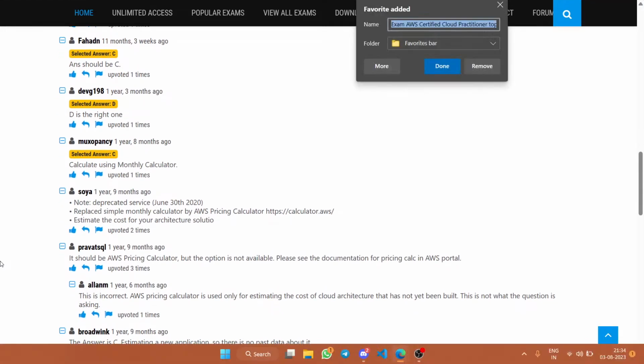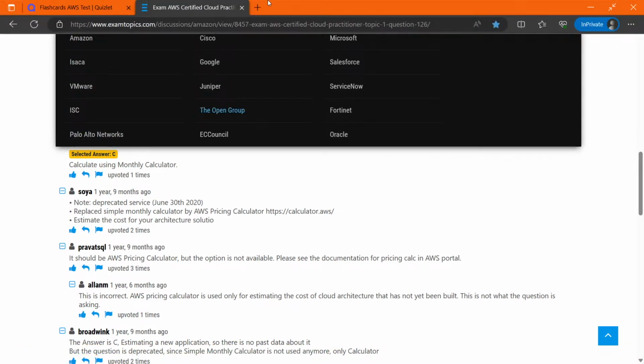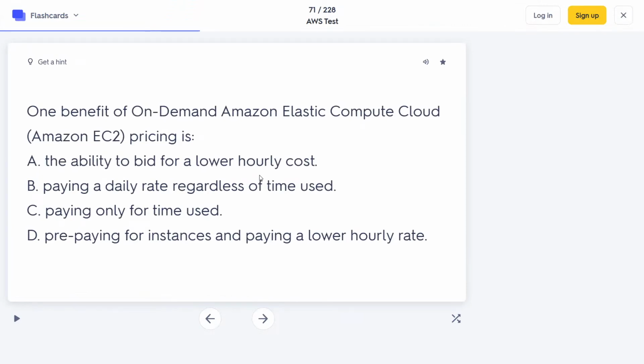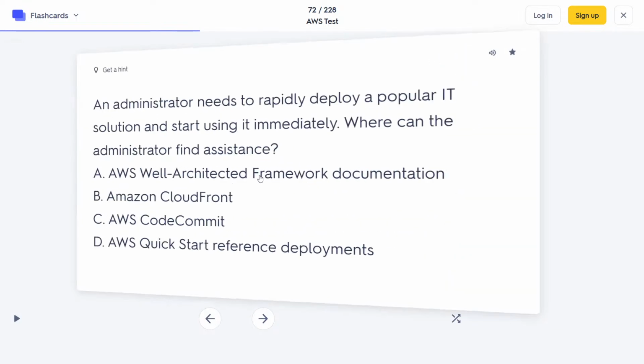I wonder. Okay, I wonder nothing. Let's move on to the next question. One benefit of on-demand Amazon Elastic is on demand. Well, it works without any interruption, maybe. The ability to bid for a lower hourly cost, paying a daily rate regardless of time used, paying only for time used, paying a lower hourly rate. Yeah. Let's move on to the next one.